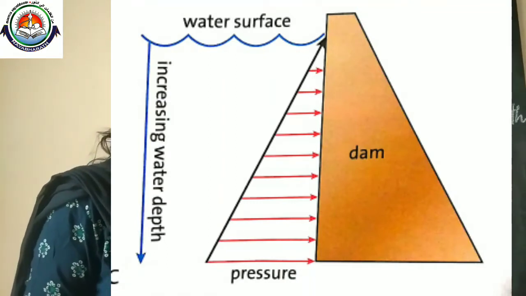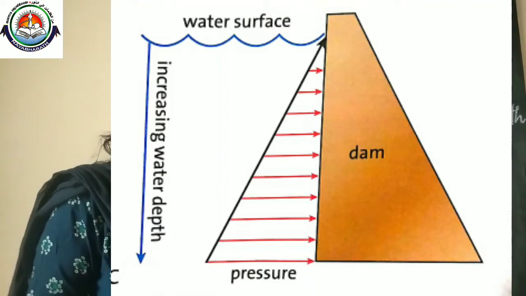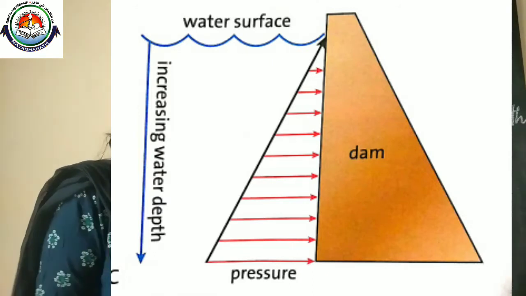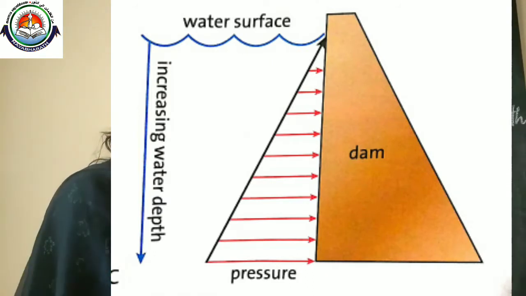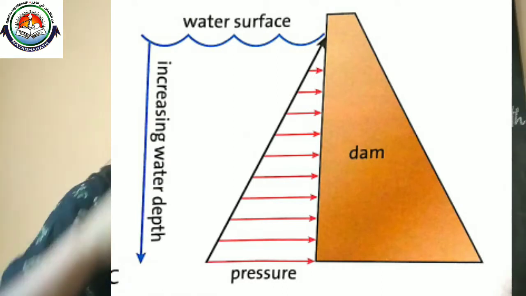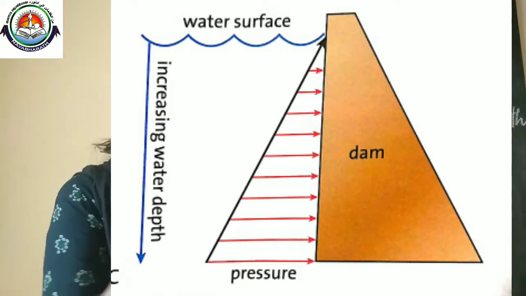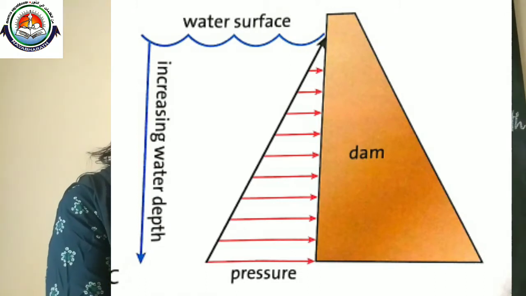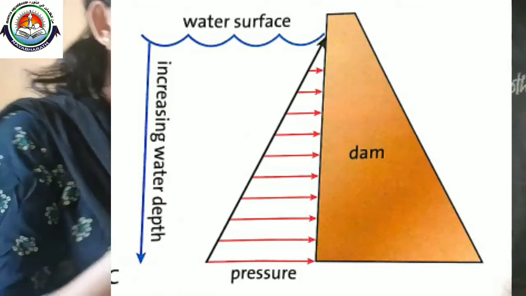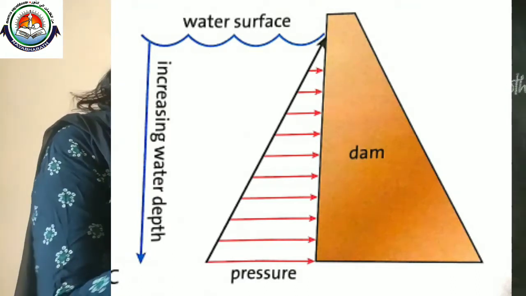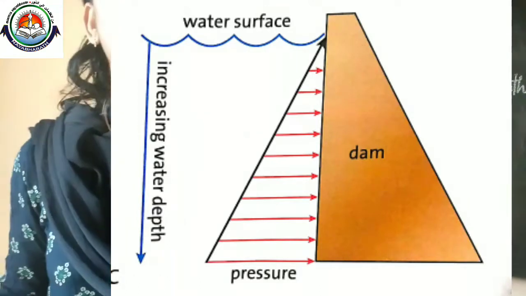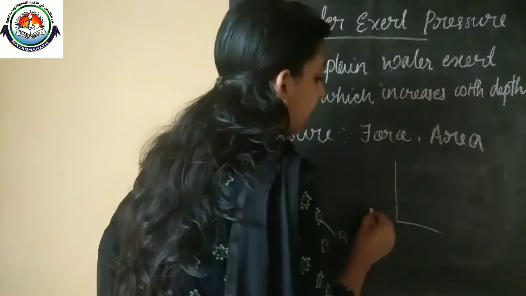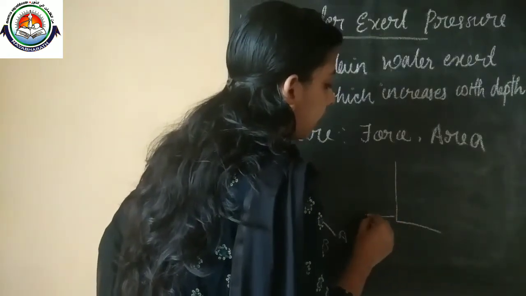On the right side of that picture you can see the case of a dam. Pressure is more at the bottom, so water comes out with a lot of force. This proves that as depth increases, water pressure also increases. In this picture of the dam you can see the surface at increasing depth, and how the pressure acts at the lower part is marked with arrows.